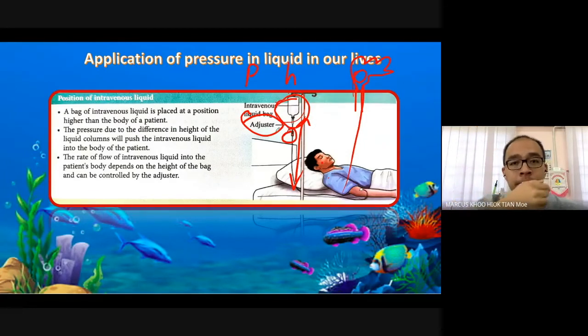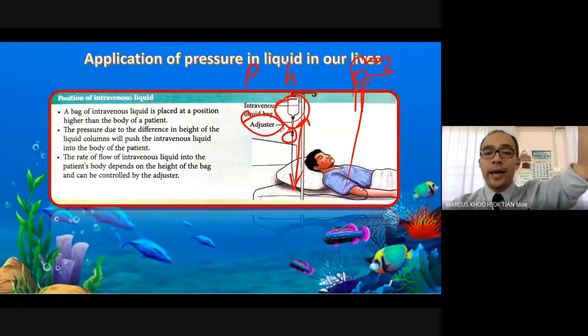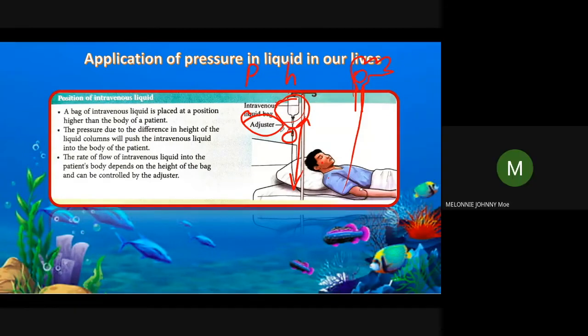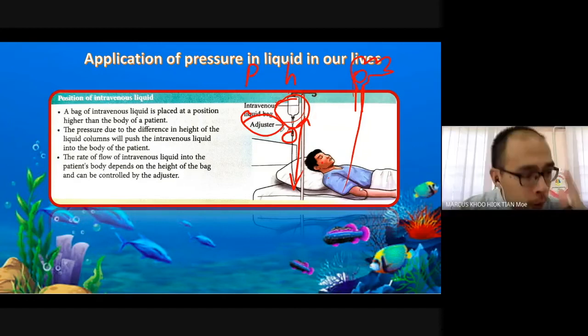What will happen? Has anybody experienced this before? If you get an IV drip, and then you put your hand higher than the bag, what happens? Anybody know? The water stops. Not only will the water stop.